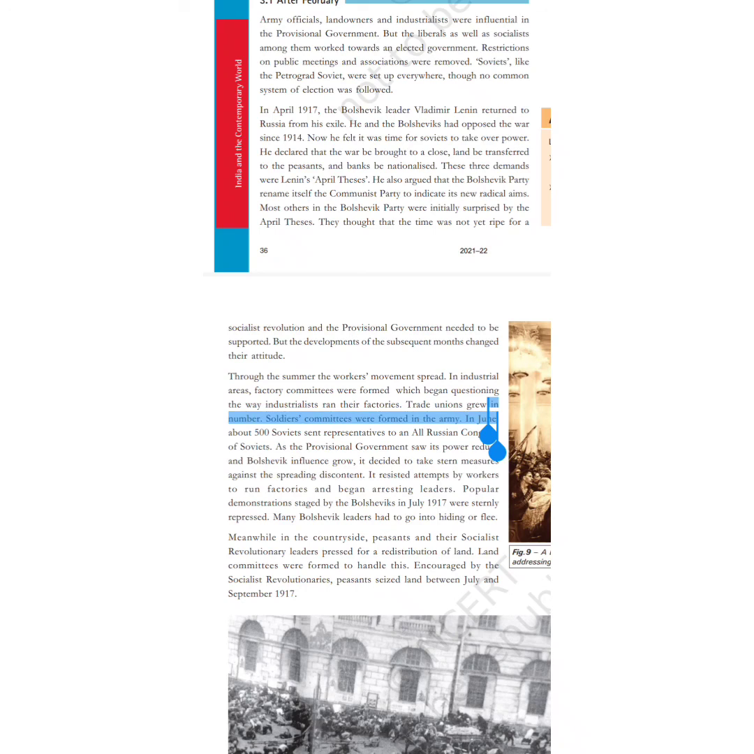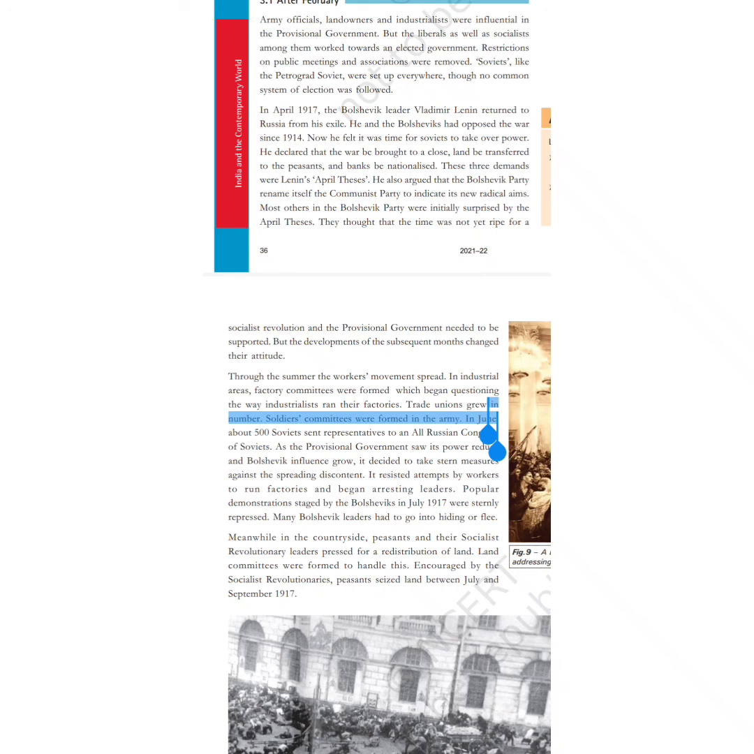Many Bolshevik leaders had to go into hiding. Because of the Provisional Government's steps, many Bolshevik leaders had to hide or flee away. And now, talking about the countryside, peasants and their socialist revolutionary leaders pressed for redistribution of land. Land committees were formed to handle this, so that proper distribution of land could take place.